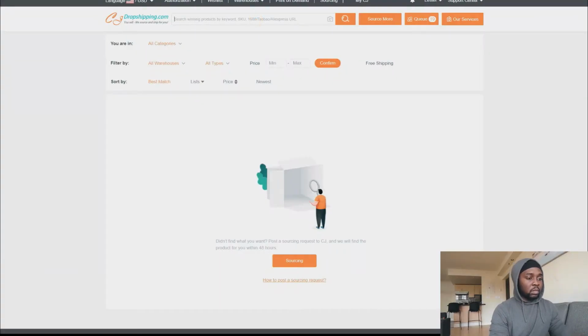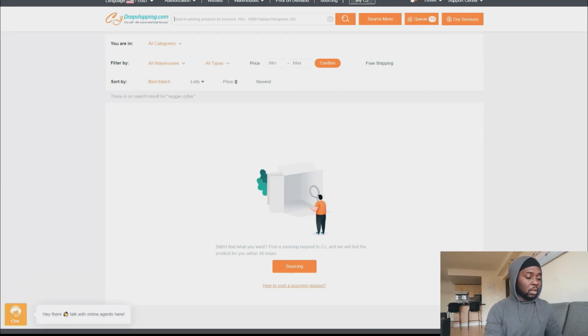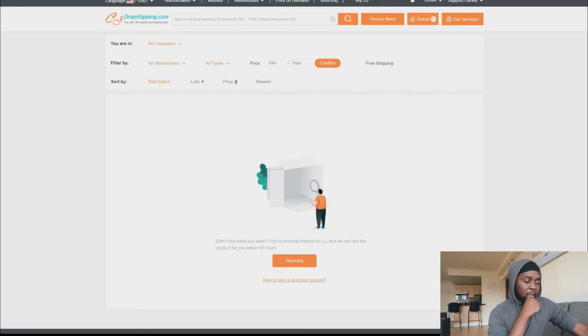I don't use AliExpress to fulfill my orders. So let's head over to CJ and see how much this is gonna cost on CJ Dropshipping. So veggie cutter. I typed in veggie cutter, nothing. So let's see veggie slicer. Let's see if we can find it. Nope.